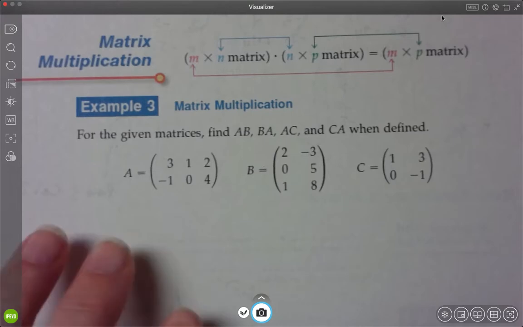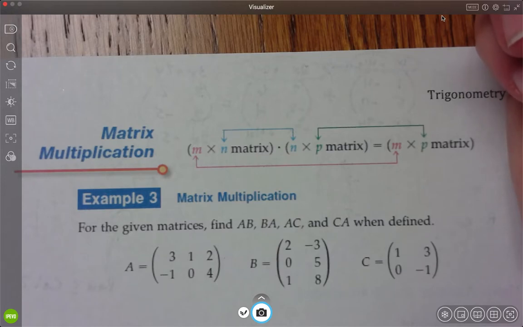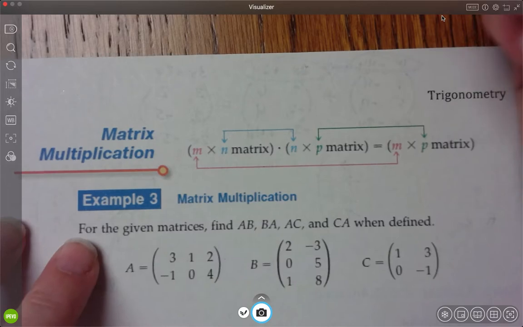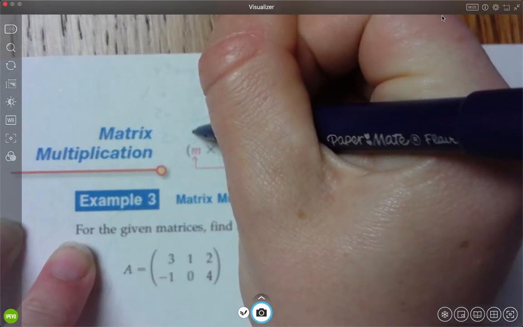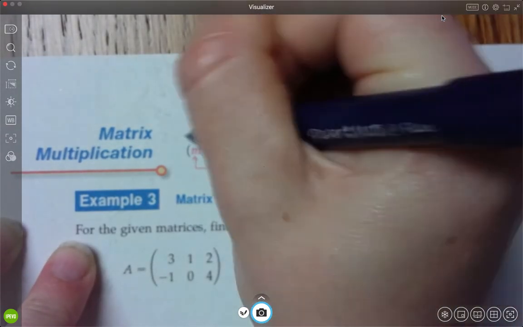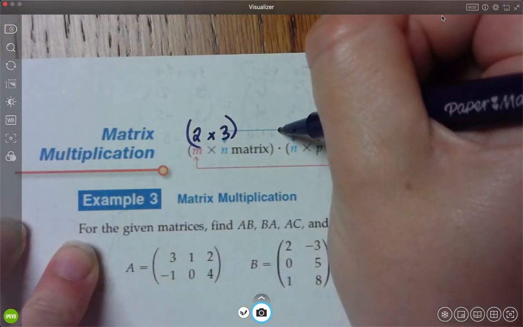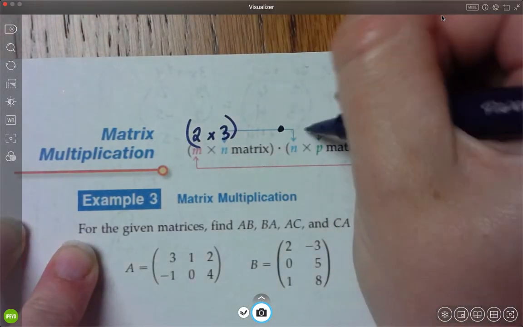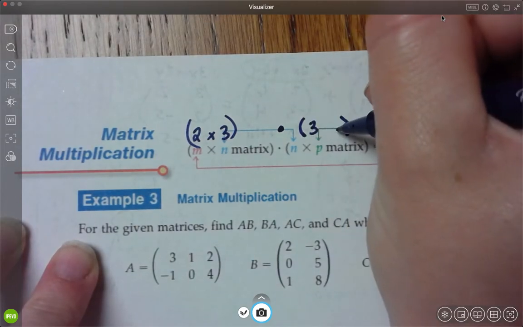Okay, matrix multiplication. All right, here's what can happen. When you are multiplying matrices, you can multiply matrices that are different sizes. Okay. But what you need to make sure of is, let's say you have a matrix that is a 2 by 3 matrix. My first matrix that I'm starting out with is a 2 by 3. Okay, and let's say I want to multiply it by a different matrix. Let's say that it is a 3 by 1 matrix.